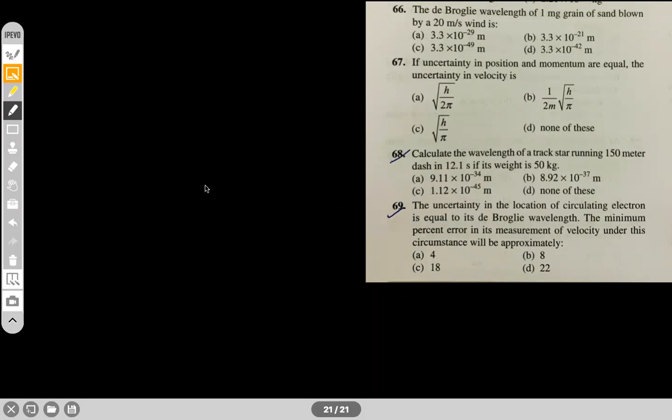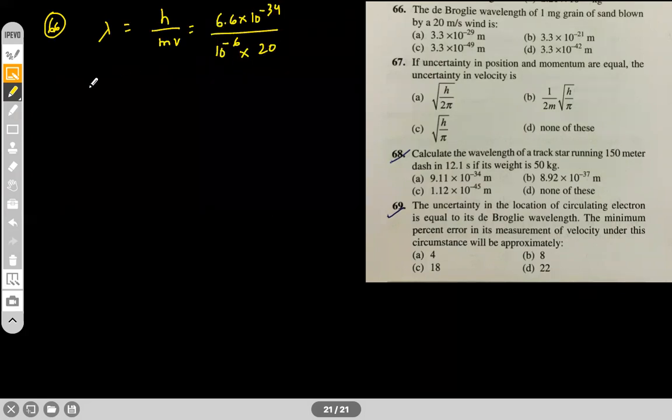The de Broglie wavelength, question number 66, you see, the de Broglie wavelength of 1 milligram of a sand grain blown. Okay, so lambda is equal to h by mv, 6.6 into 10 to the power minus 34 divided by mass, which is 1 milligram, so 10 to the power minus 6 kg, into 20 meter per second. So it would be 3.3 into 10 to the power minus 29 meter. Option A is correct for this.